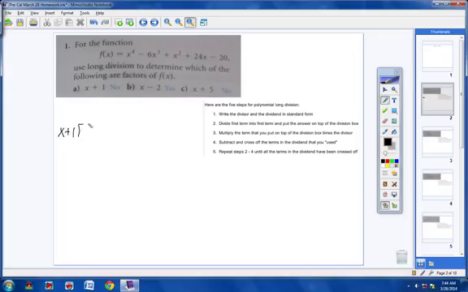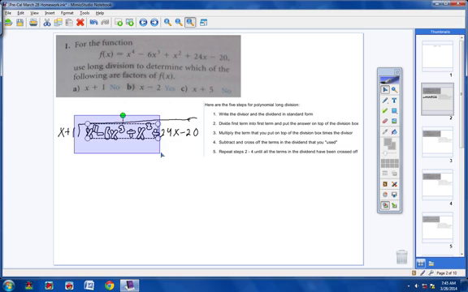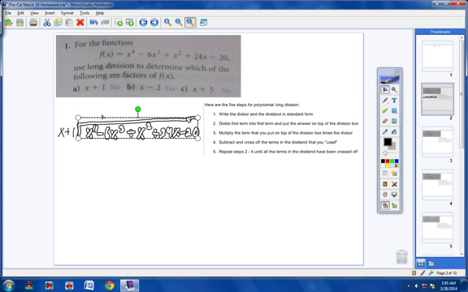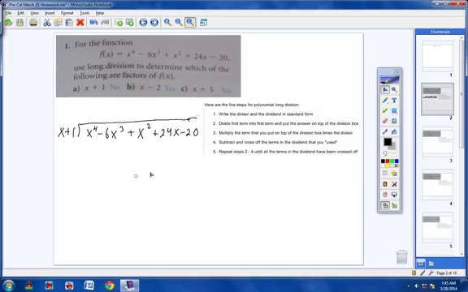X plus 1 divided into x to the fourth minus 6x cubed plus x squared plus 24x minus 20. And to save me time in the future, I think it'd be really smart if I highlight that and copy that so I can just have it for the next page. Alright, now let's go ahead and continue on.